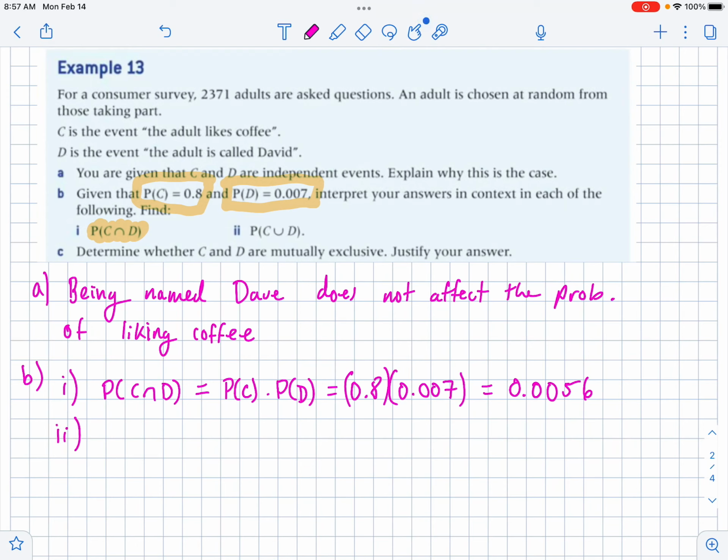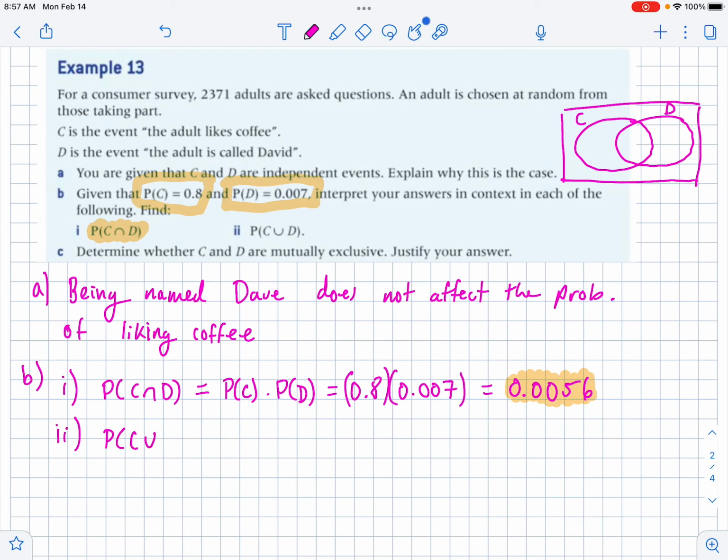Part 2. Their union. I feel like the book didn't do a great job of explaining why this is true, so I'm going to do a little picture for you guys. If you have two events where there is overlap between people liking coffee and people being named David, because there's a probability of an intersection, that means, we'll say coffee is here and David is here.